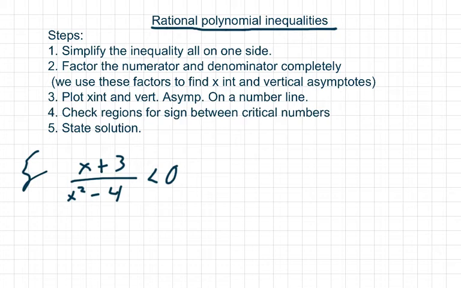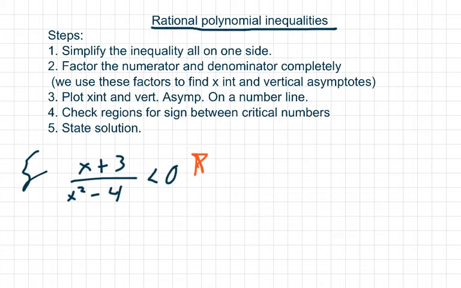So I got the steps written out here. Simplify, so add, subtract, multiply, whatever it is, all on one side. So what I mean by that is we've got to make sure that it equals 0, so it's less than or greater than 0 on the one side. If that's done, then you can factor both the numerator and the denominator.